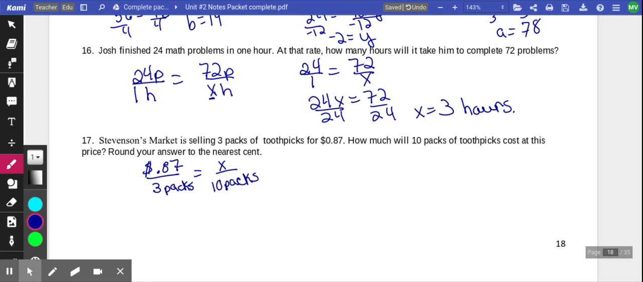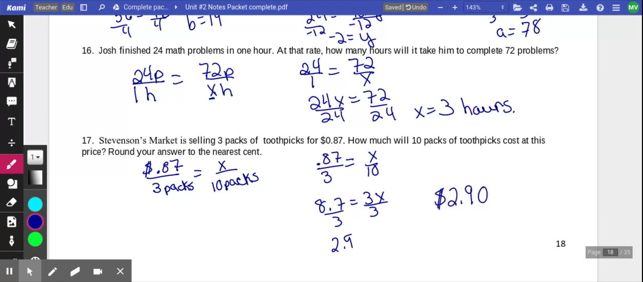So again, I'm going to ignore my units, and I'm going to say 0.87 over 3 equals x over 10. I cross multiply and I get 8.7 equals 3x. Divide both sides by 3. And it's 2.9. So it's $2.90. When I'm writing money, it's important that I put 2 decimal places.